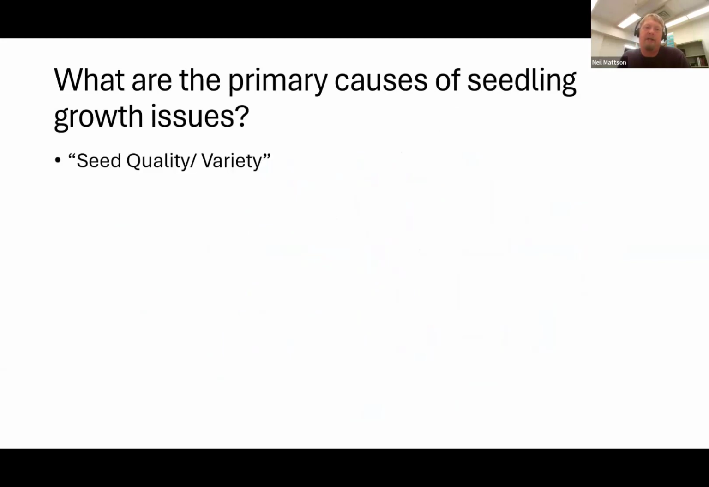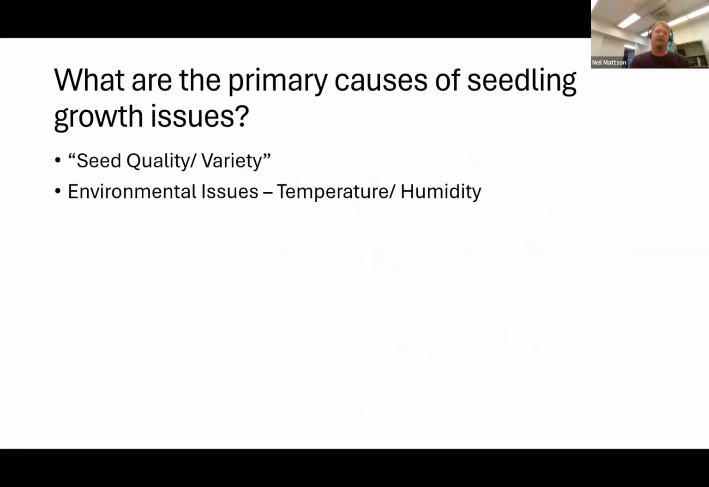So then we asked, this was a writing question, what are the primary causes of seedling growth issues? So seed quality, and then variety. So I'm guessing that was also like cultivar specific issues. Environmental issues, so controlling temperature and humidity. Water could encompass a lot, probably water quality as well as over or under watering, so irrigation management. Fungal pathogens, of course, are a big one that we know about, like root rot, like Pythium and Rhizoctonia and so on.